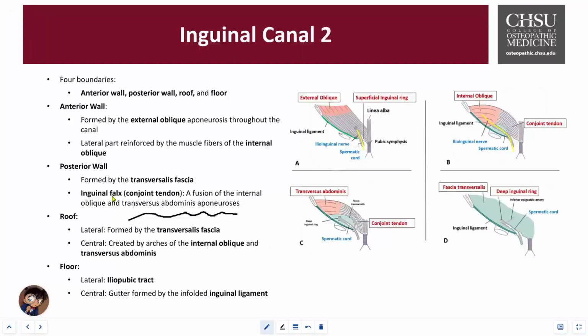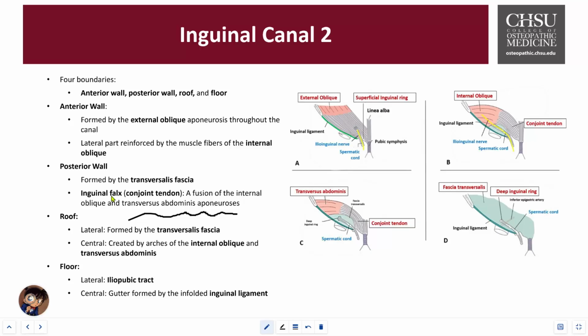The roof then varies along in length. Laterally, it is formed by the transversalis fascia, while centrally it is supported by the arching fibers of the internal oblique and the transverse abdominis muscles. And then the last part is the floor. This is composed of mostly the iliopubic tract laterally and the inguinal ligament centrally. And this serves as a protective gutter for structures to pass through.